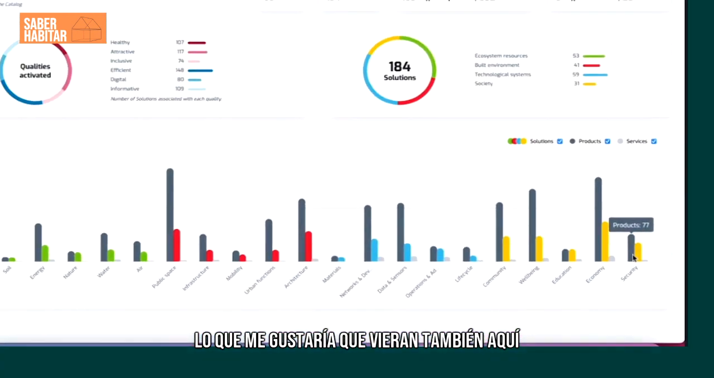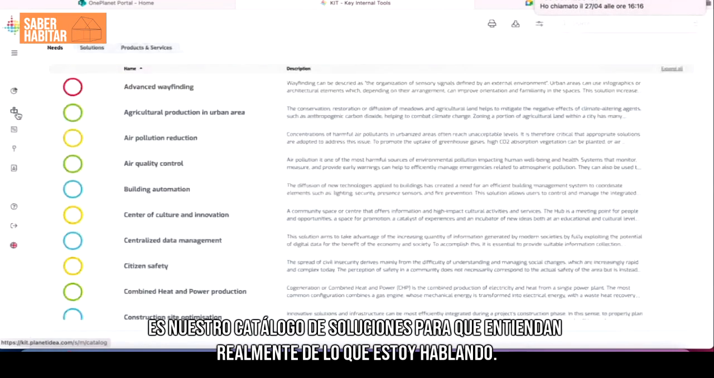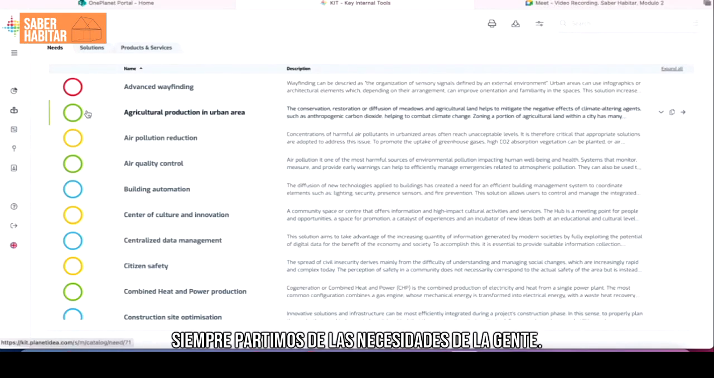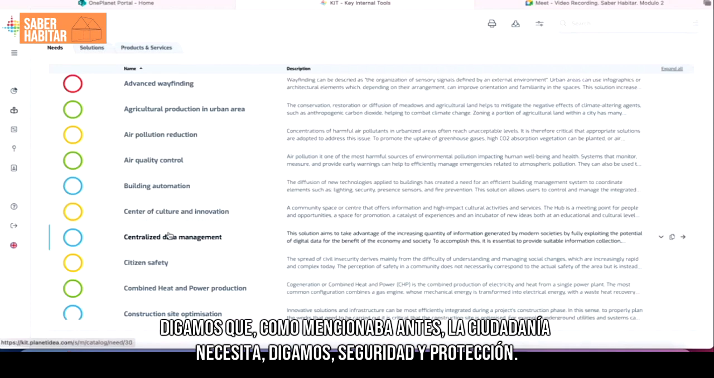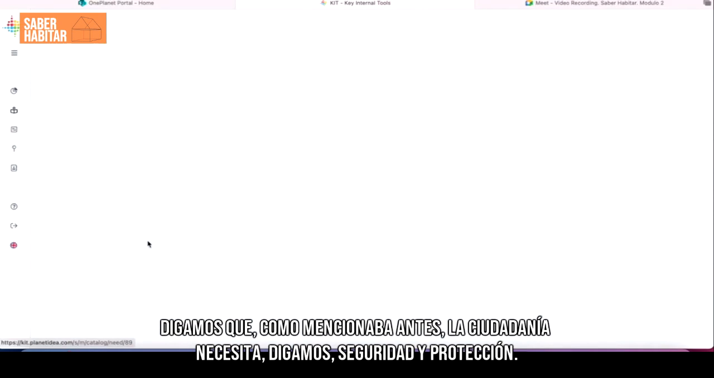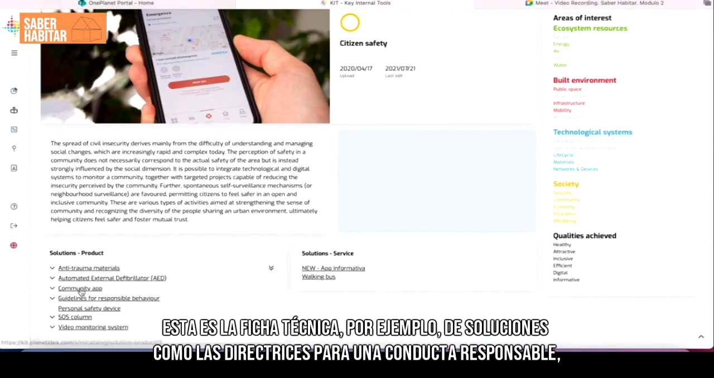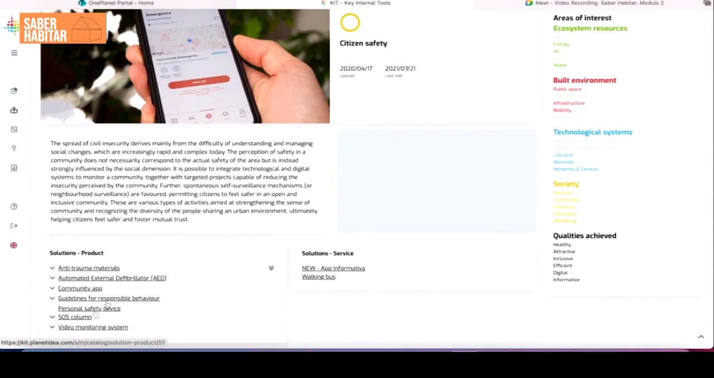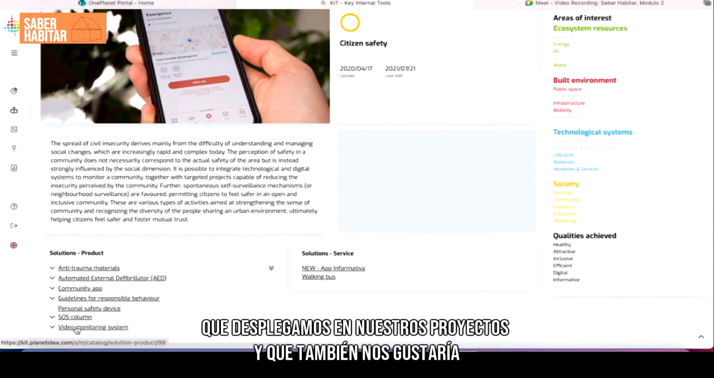So what I would like to let you see here is our catalog of solutions, to let you understand what I'm talking about. We always begin from considering the needs of the people. As I was mentioning before, citizens need safety and security. So this is the technical sheet, for instance, of solutions like guidelines for responsible behaviors, personal safety device, SOS columns, video monitoring systems, etc., that we deploy into our projects.